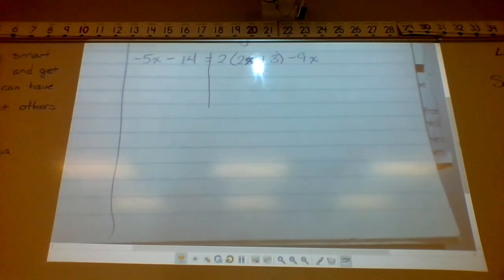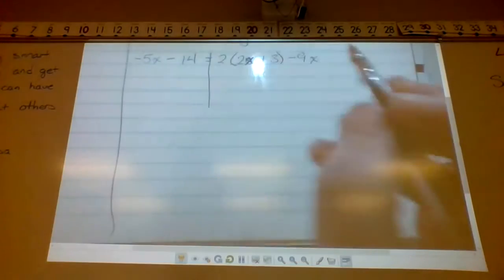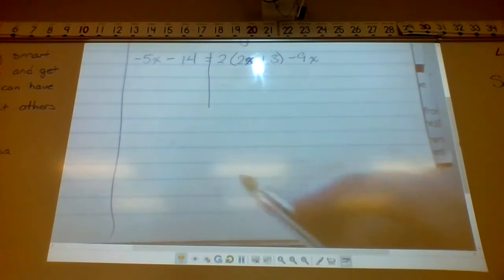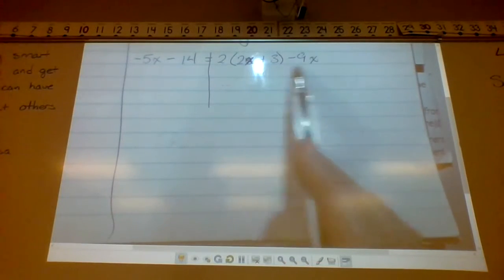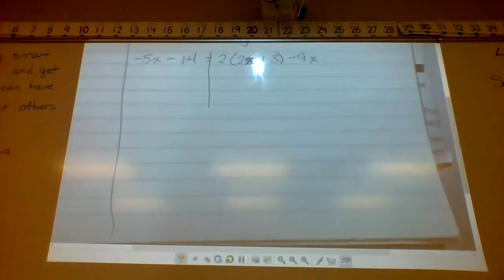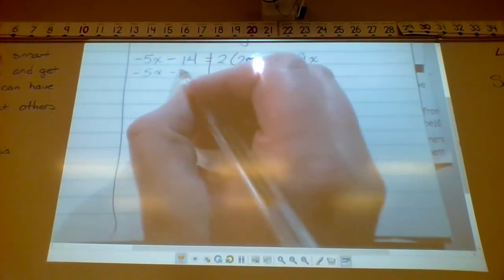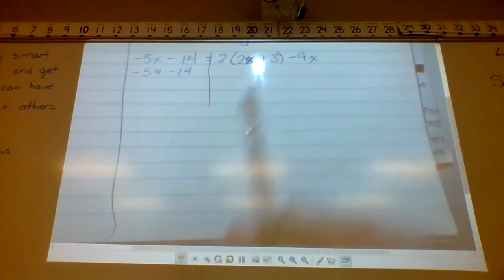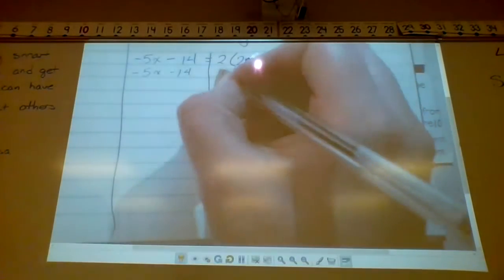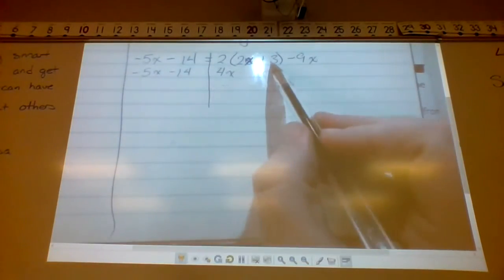What's your next step in solving it? We can't subtract because the one on the right, there's two of them, and there's one in parentheses. So we need to distribute. So what is 2 times 2x? What is 2 times 3?